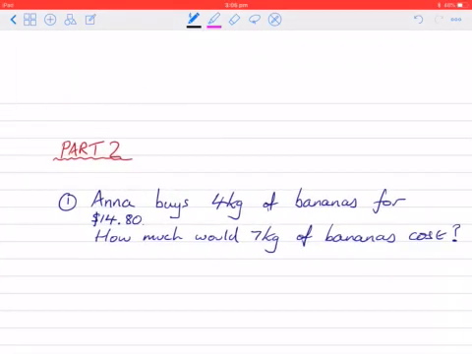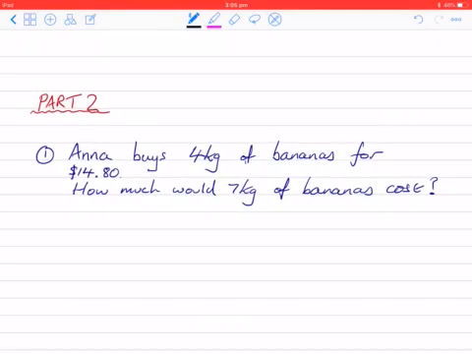Okay, so now welcome to part 2. It's going to get a little bit harder, but we're going to use the same technique. Here the question is Anna's buying some bananas. So we will get our table going. We've got bananas, I suppose. We could put weight here, that's fine. And we've got the cost of those.